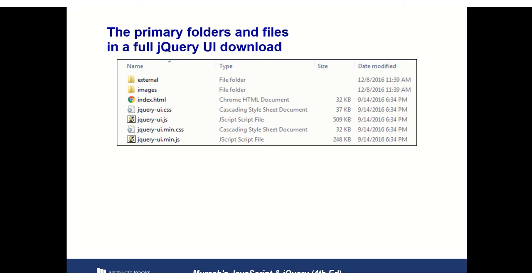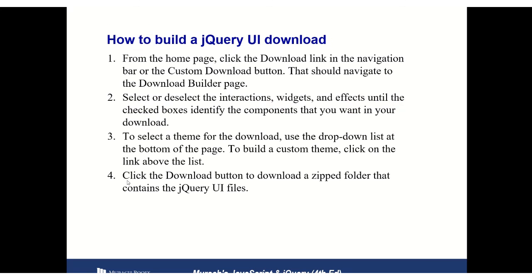And the primary folders and files in a full jQuery UI, if you download it, will look like this. This is just for illustrative purposes, and there are steps on how to build a jQuery UI download. From the home page you have to click the download link, which we just showed you in the navigation bar. Then select or deselect interactions, whatever you want to download.